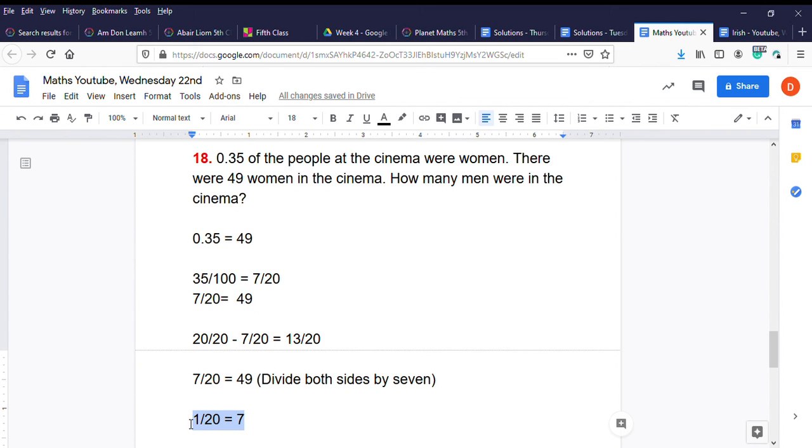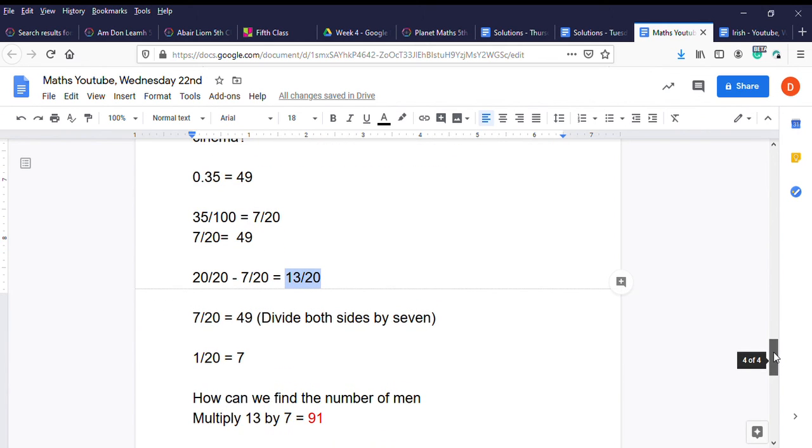We need to find the value of 13/20, because 13/20 of those in the cinema were men. In order to find the value of 13/20, we have to multiply 13 by 7. And then we get our answer. So there were 91 men all told in the cinema.